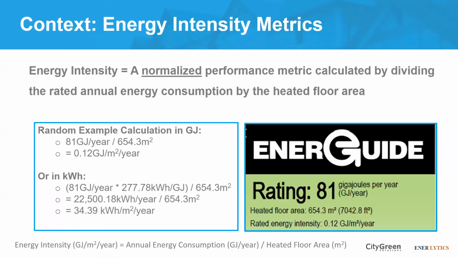An important concept within the BC Energy Step Code is the concept of energy intensity, which is defined as a normalized performance metric calculated by dividing the rated annual energy consumption by the heated floor area.